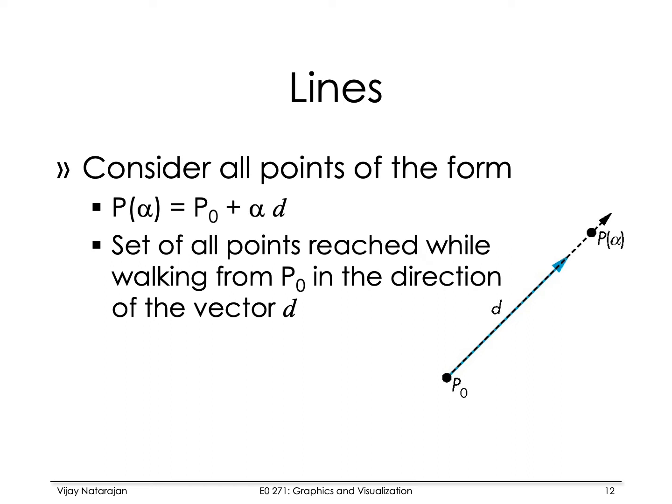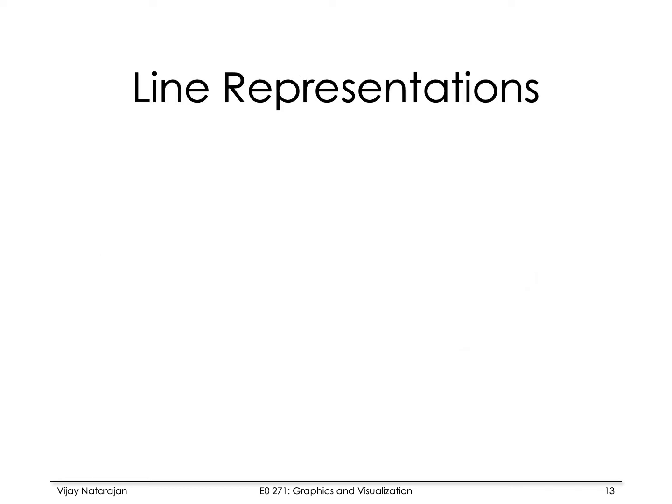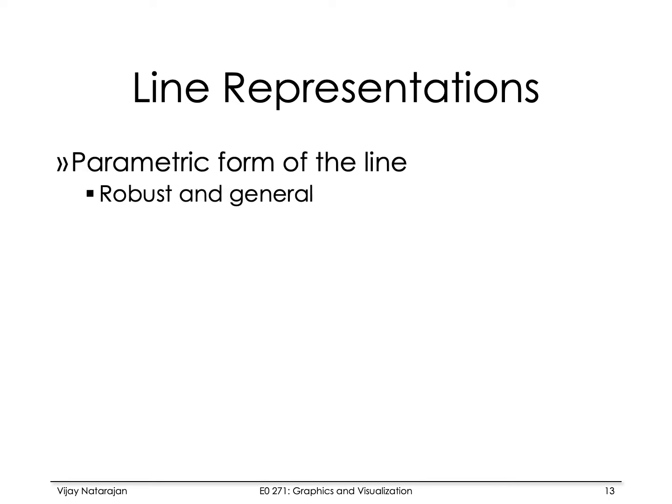So there are many ways to think about this. You can think about the line as all the points that you can reach by walking from P sub 0 in the direction of the vector D. Now, of course, in your high school, you have looked at various kinds of representations of lines. These representations are already well known, so I won't talk about them much. I'll just list them here. The parametric form, which is robust and quite general. It extends to curves and surfaces, right?